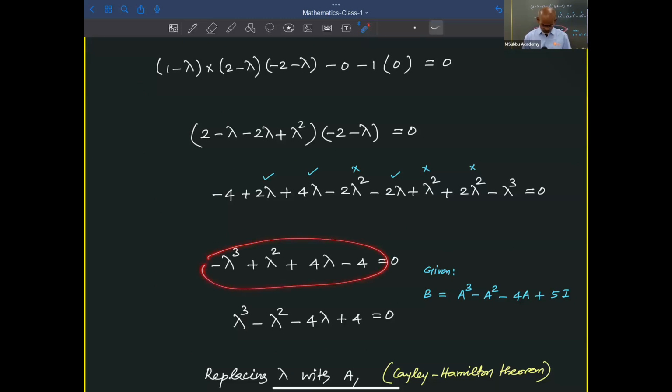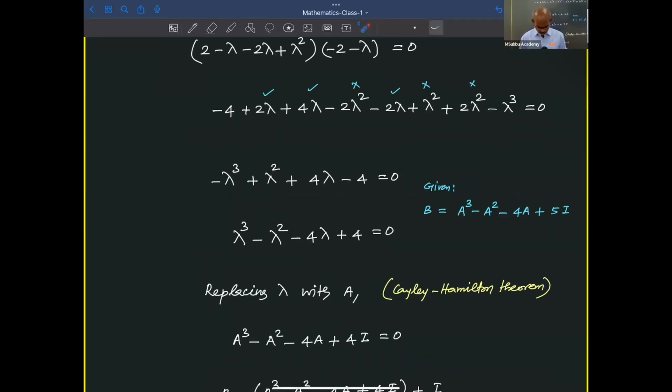Otherwise, there is simply a theorem called the Cayley-Hamilton theorem, which says that whatever equation you get for the eigenvalue, you can simply write it with lambda replaced by A. Replacing lambda with A, we will get an equation. That is the same thing. You can write it for the given matrix, instead of a scalar, whereas now we are writing it for the matrix as such. So simply replace lambda with A. Of course, there is a constant term that you have to multiply with the identity matrix.